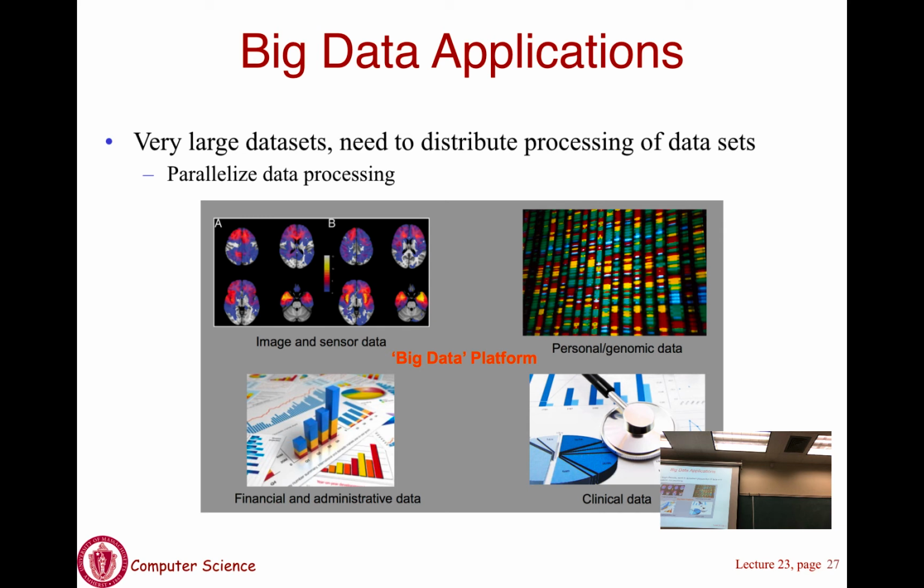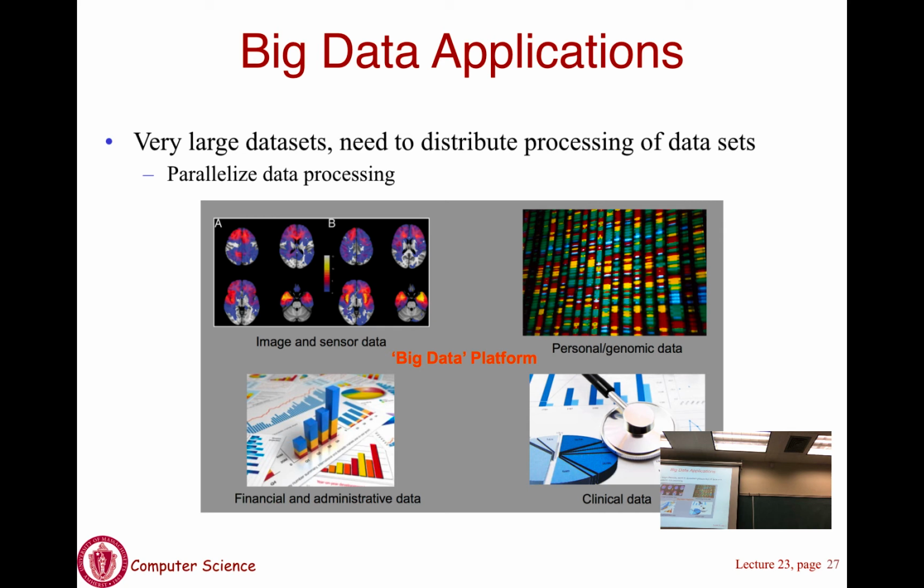And there are many application domains where this has become important. You will see here, you have medical images, you might have genomic data, financial data, clinical data, you might have all sorts of sensor data and so on. So you have a very large data set, and the question is how can you process this very large data set very quickly. Given some of the concepts that we have studied in this class, you should say if you have a large cluster, why not parallelize the processing of that data set.